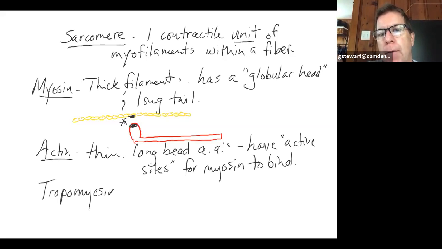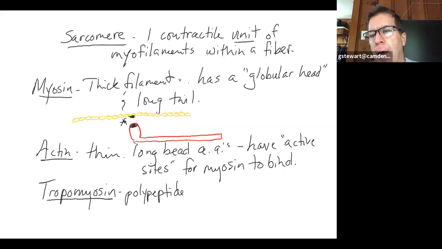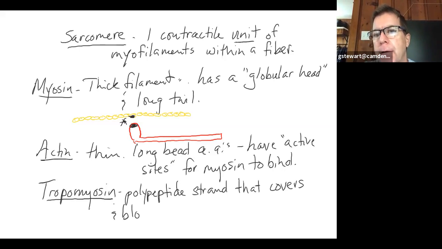Tropomyosin, I know it does get sort of head spinning with all of these new terms. Tropomyosin is also a polypeptide strand. So they all have a similar structure. They're all made up of amino acids and they're polypeptide in some nature. This is a polypeptide strand that covers and blocks active sites on actin, so that when a muscle is relaxed, myosin cannot bind to it.